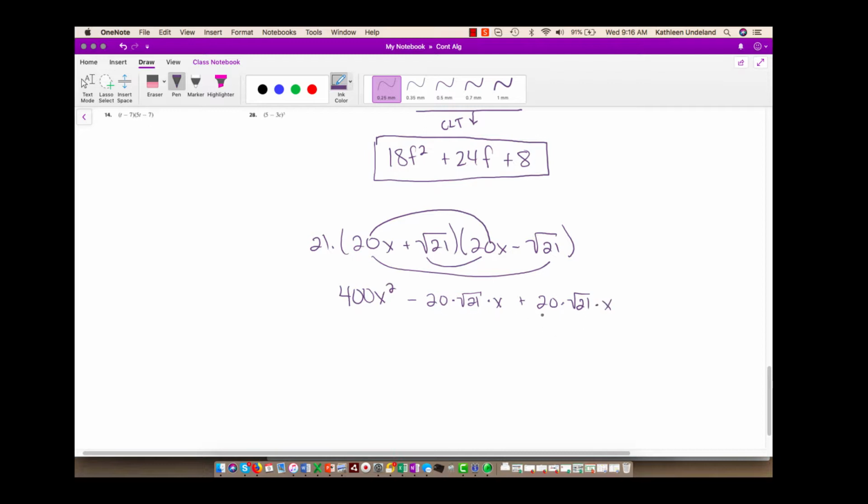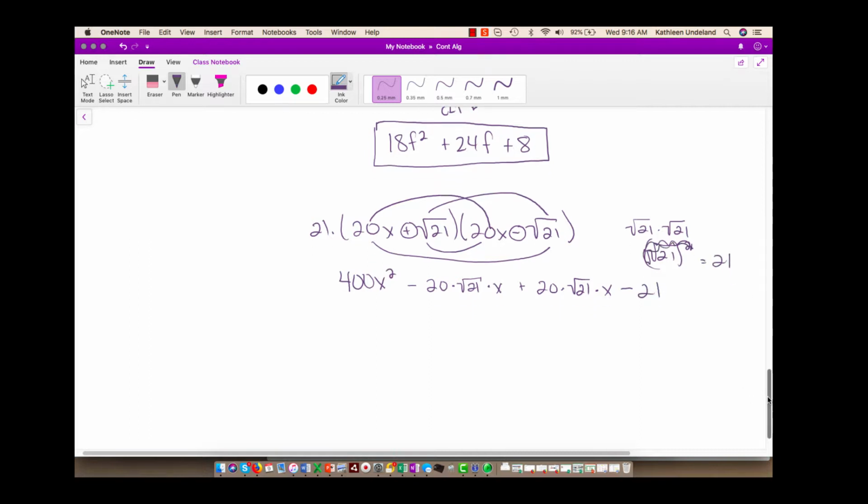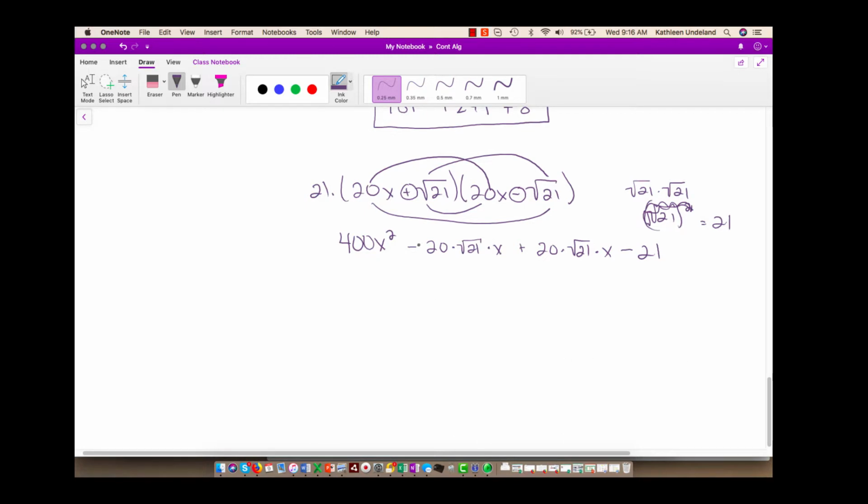Look at that. And the last is going to give me negative, because it's a positive times a negative, square root of 21 times the square root of 21, which would be the square root of 21 squared. We know those to be opposite operations, so it's really just 21. All right, the negative of this and the positive of this, look at, they're identical.